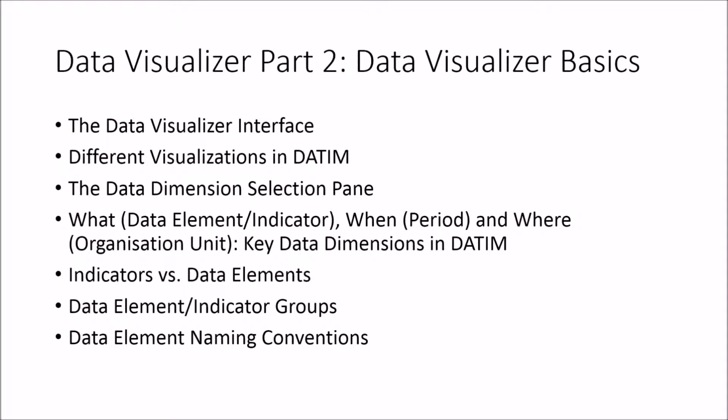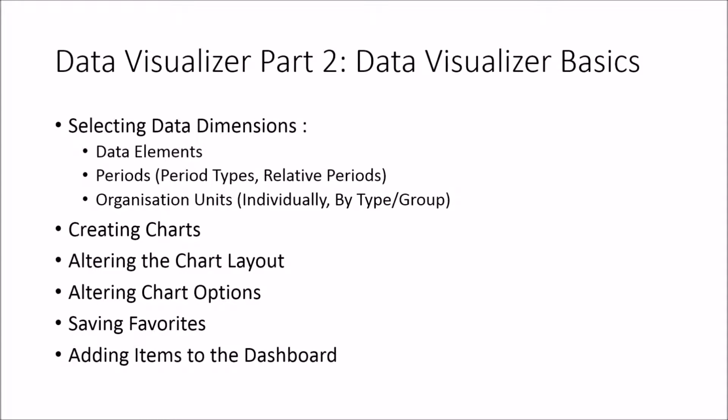We will touch on the difference between indicators and data elements within DATIM. We will also show data element and indicator groups and how these group key data elements together for analysis within DATIM. We will discuss the data element naming conventions, which we discussed briefly in data entry. We will also touch on selecting the different data dimensions. So data elements, periods, including defining a specific period type or choosing a relative period, and organization units, either by selecting them individually or by type or group.